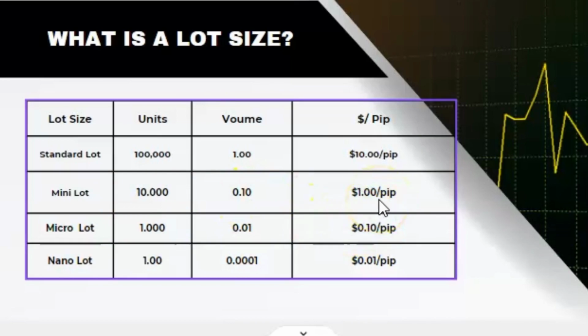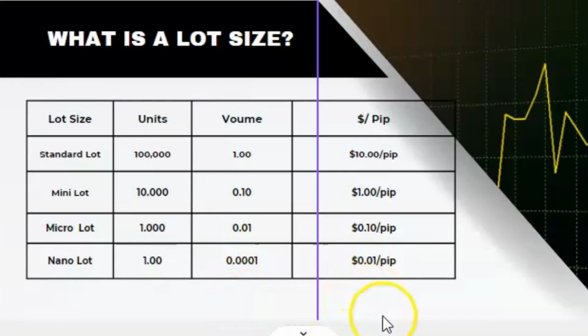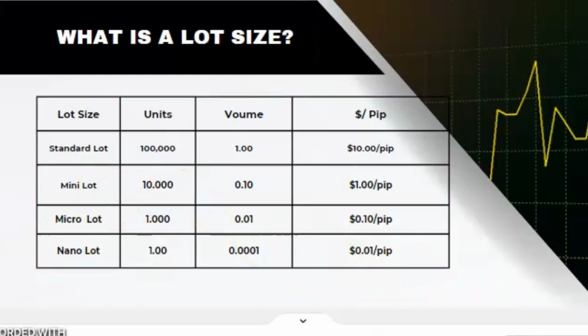Let's look at it now. What is a lot size, and how can you calculate lot size? This is how we're going to be doing it. Now, you're seeing lot size, unit, volume, and pips. For the standard lot, the unit is 100,000, the volume is 1.00, and the pip is $10. The mini lot's unit is 10,000, the volume is 0.10, and the pip is $1. Then the micro lot is 1,000 units, the volume is 0.01, and the pip is 0.10 cents. And then the nano lot is just 1.00 unit.